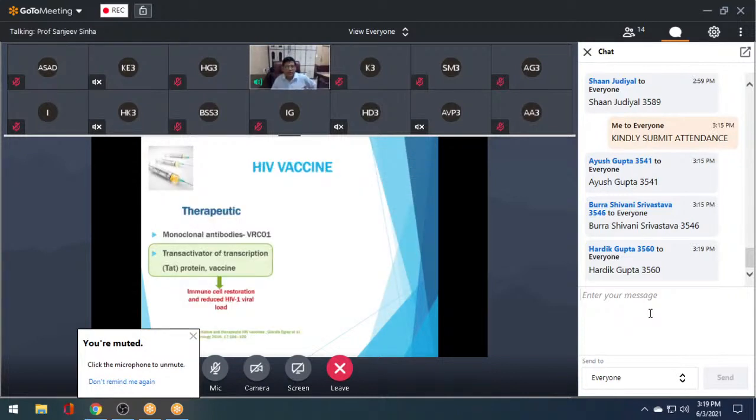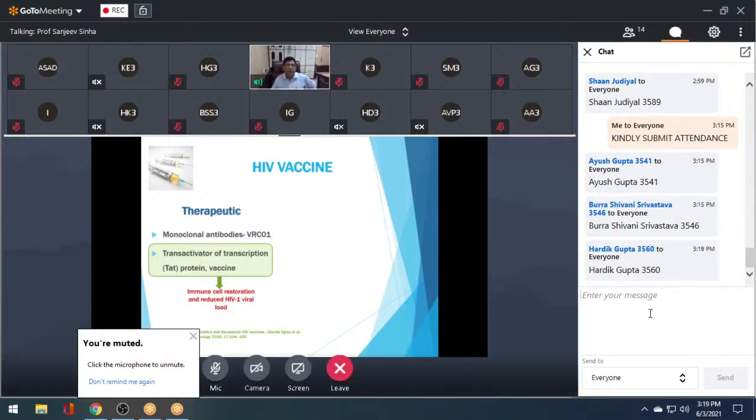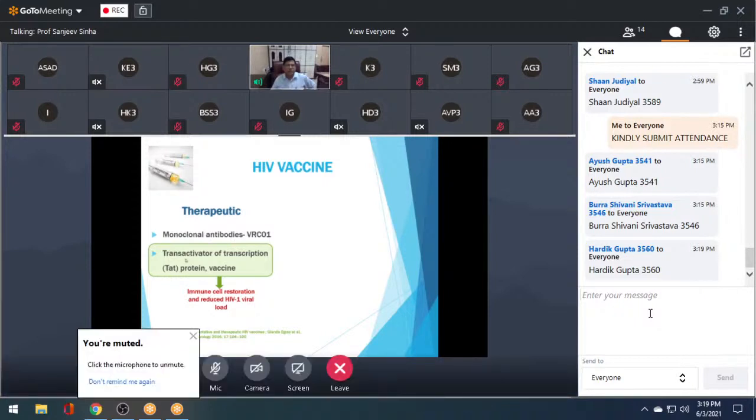Coming to the HIV vaccine, there are a lot of trials going on, but still we don't have a vaccine in the market. Hopefully in the future we will have a vaccine for therapeutic or preventive purposes. We are just waiting for a vaccine, and we have different kinds of trials like monoclonal antibodies, and then we have the activator of transcription protein vaccine. So there are several trials going on.